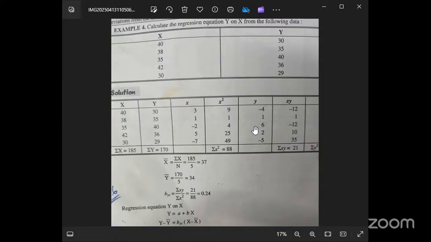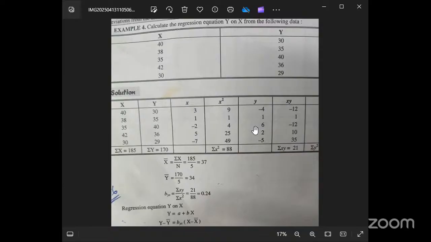Once we have completed the y bar, similar to x bar, we consider 170 by 5, which gives us 34. So here we see a column of small x and small y. To get these values in a row, we consider x minus x bar.